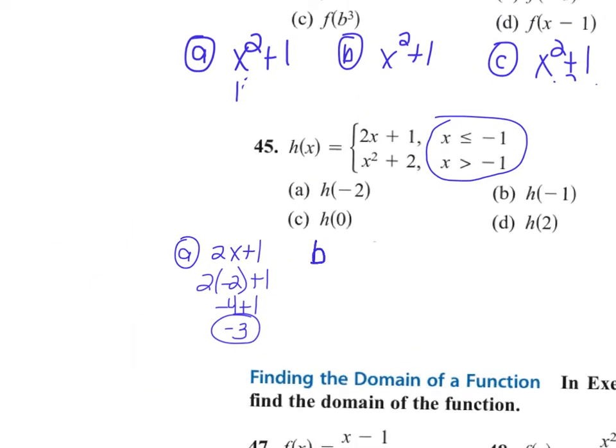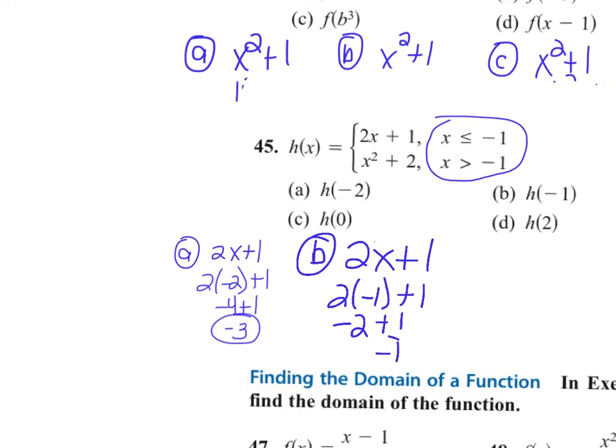Look at B. Which expression am I going to use for B? Where does negative 1 fall? Less than or equal to. Good. Negative 1, I'm going to use the top expression. So I have 2x plus 1. So 2 times negative 1 plus 1. Negative 2 plus 1 is? Negative 1. You guys okay? Okay.